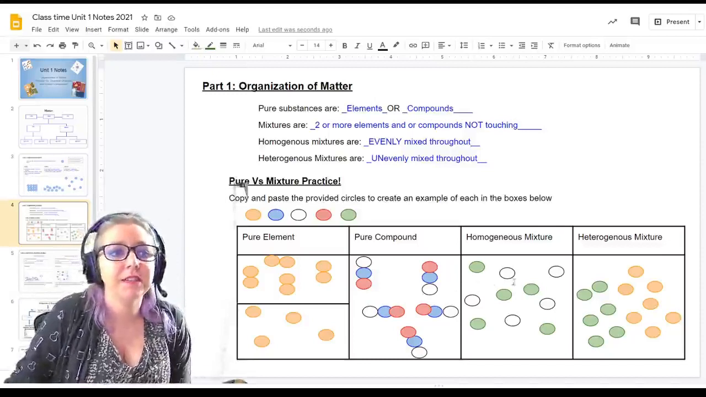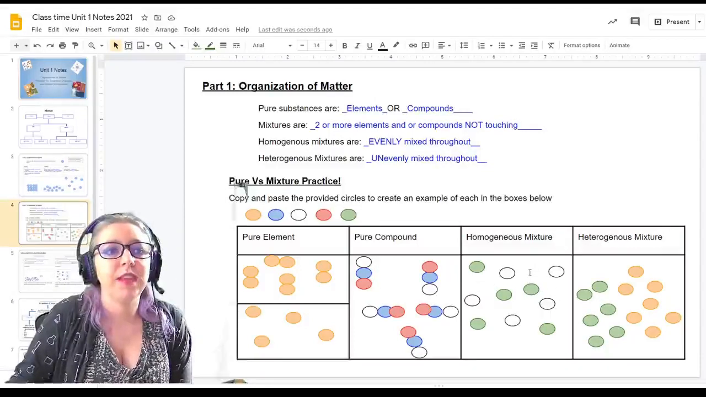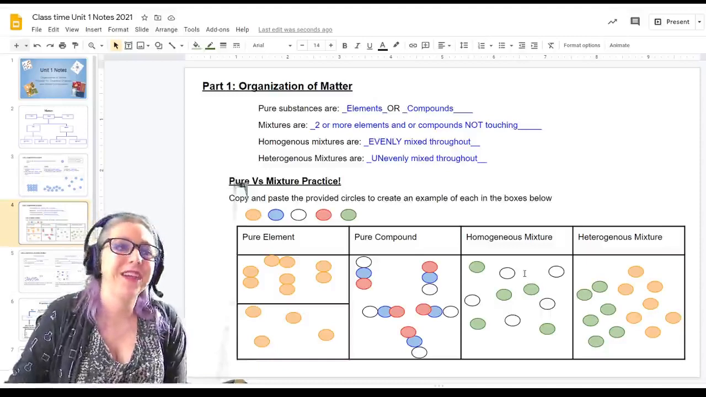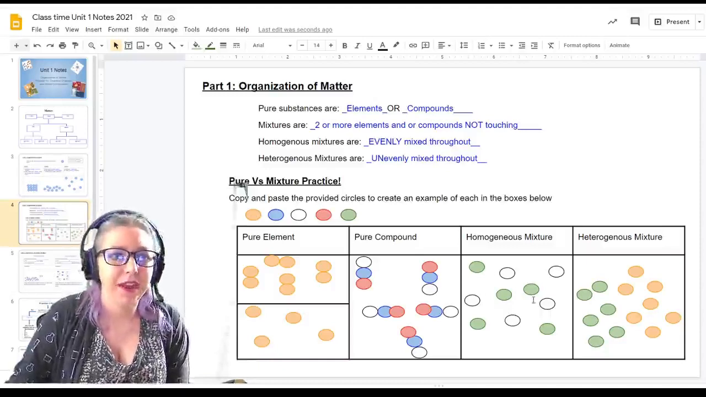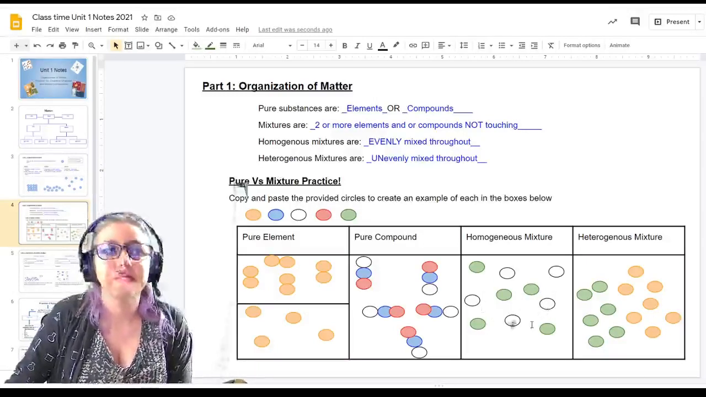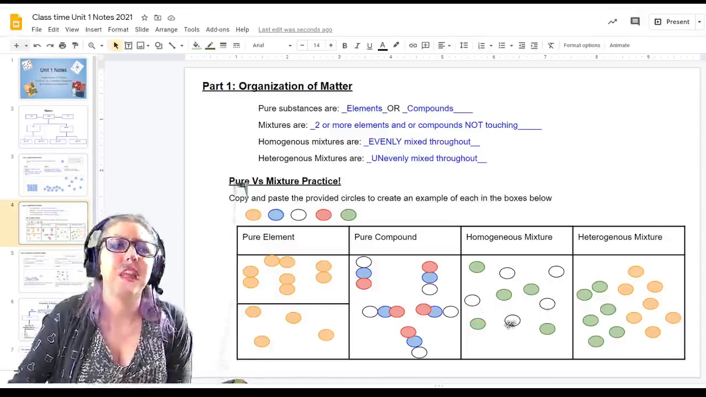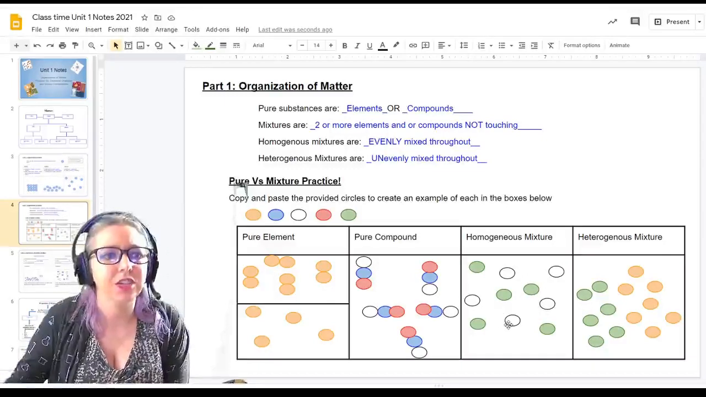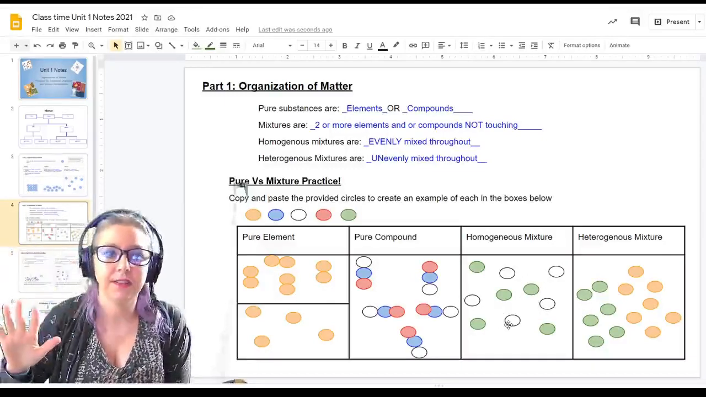Then in my homogeneous mixture, I have white and green atoms floating around. They're not bonded to each other. They are not touching each other. This is a gas. They're very far apart. And it's evenly mixed. I don't have like a white section and a green section. I just have them all there together.